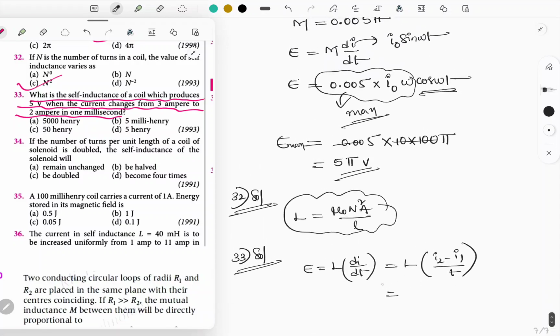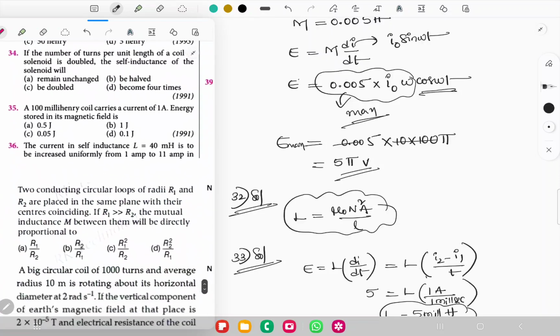The initial time is 0. The value they have given is V, 5 volt. So L into I2 minus I1, I need magnitude only. From 3 ampere to 2 ampere, the difference is going to be 1 ampere, right? The difference is 1 ampere divided by the time, which is 1 millisecond. So the final answer is L is equal to 5 millihenry. Which option? Option B is the correct answer for question number 33. Got it?